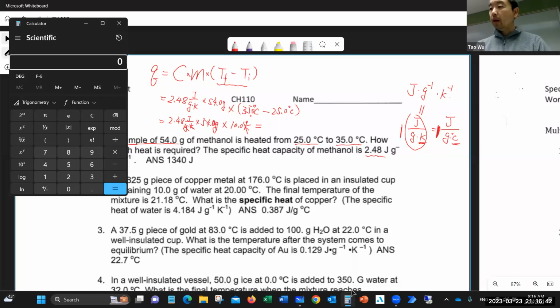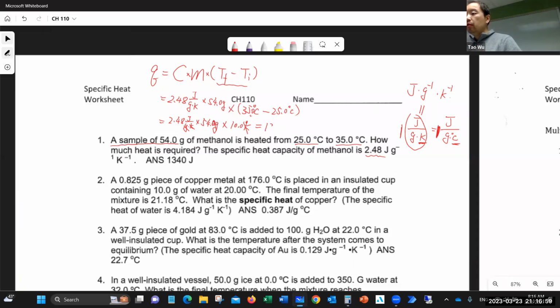Put in the calculator 2.48 times 54.0 times 10. And you got 1339.2. And this unit is in joule. This is how much heat that was absorbed.